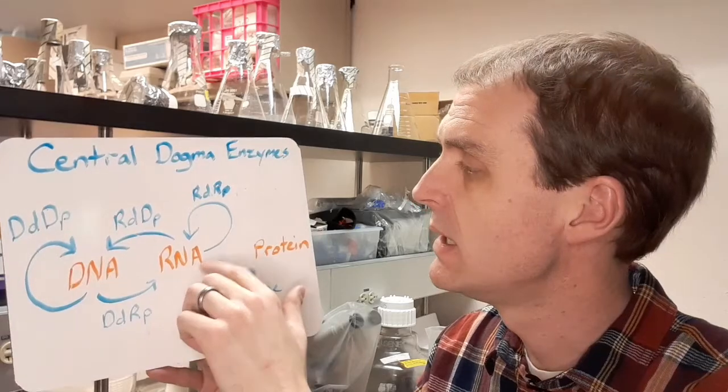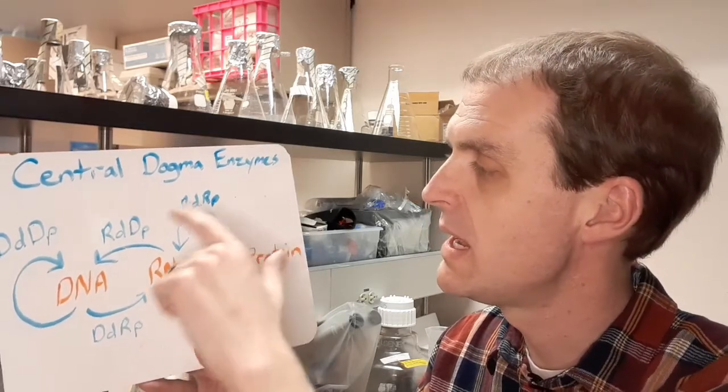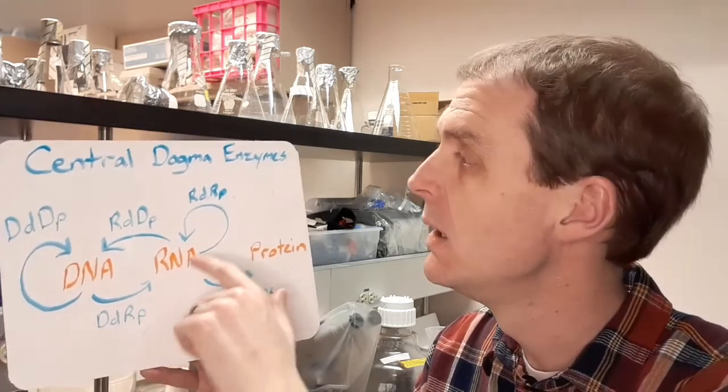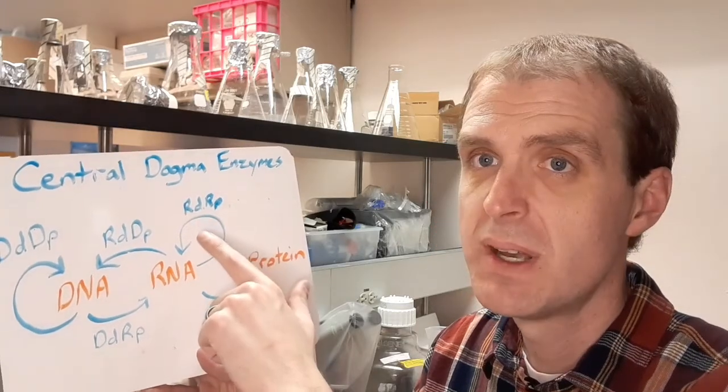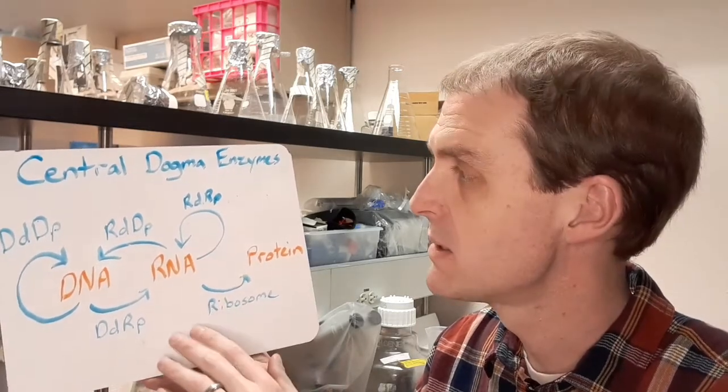And some RNA can be copied. And so if you start with RNA and you make a new copy of RNA, the enzyme that would do that would be an RNA-dependent RNA polymerase.